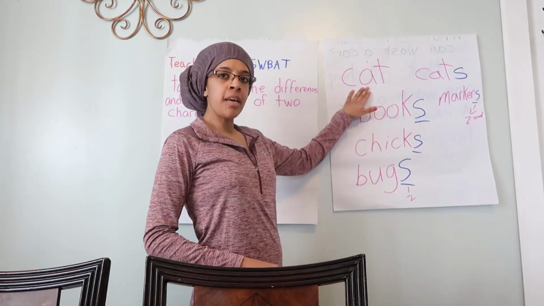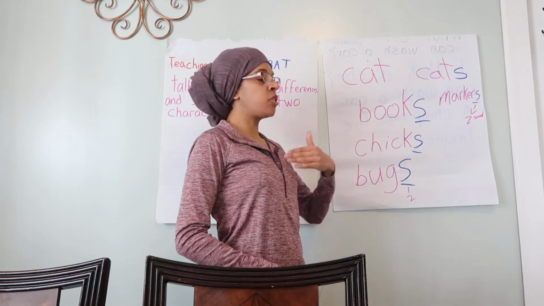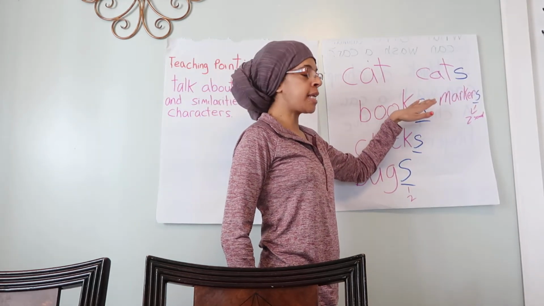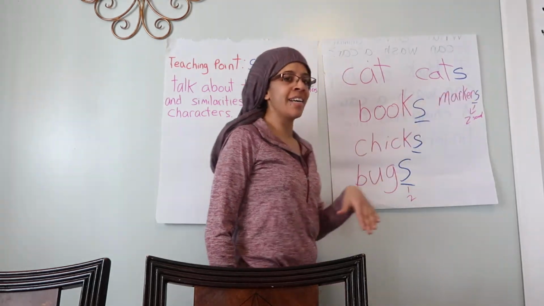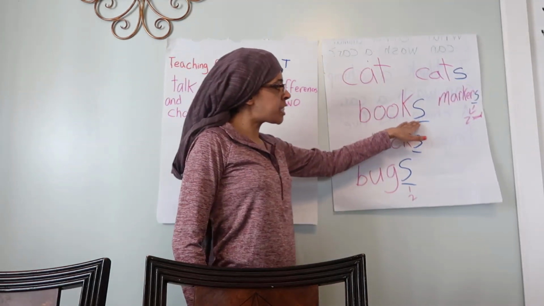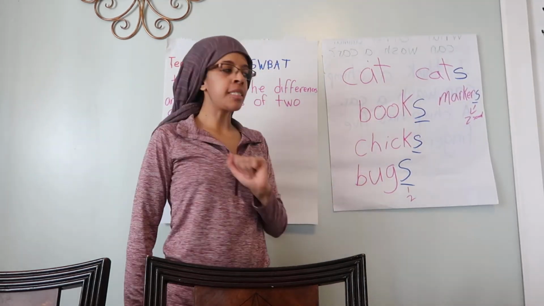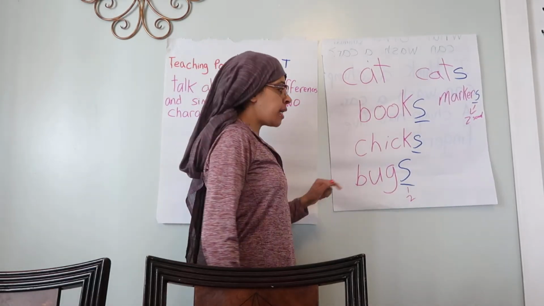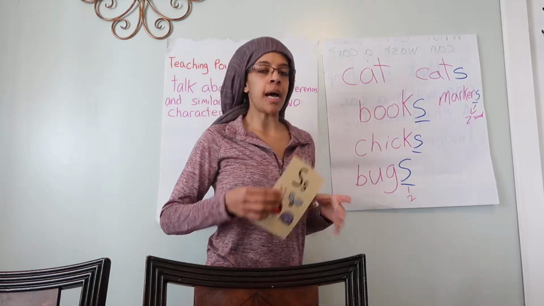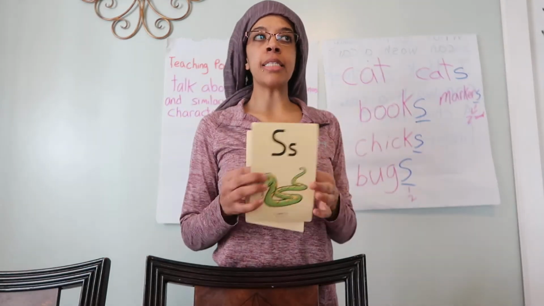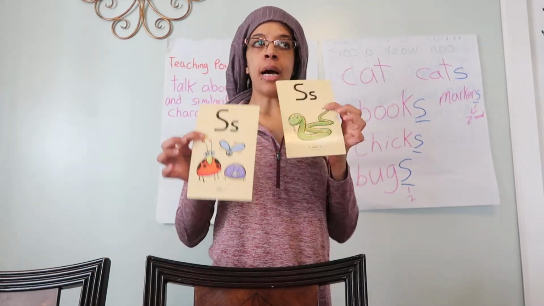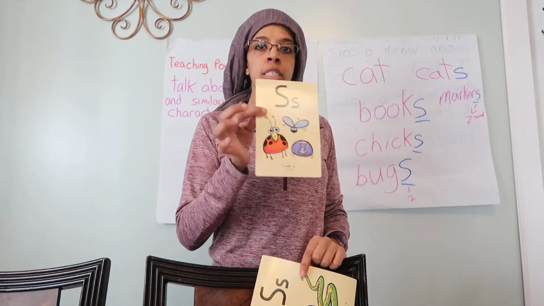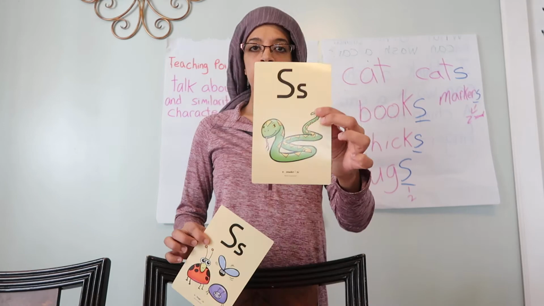Let's look at some of the words we did last time real quick. From cat, that's one cat, we made it to more than one, we added S, and it stayed making the S sound, cats. Books, the S is still saying the S sound. When we start looking at the word bugs, the S starts making the Z sound. So let's not forget that the S can make two sounds, okay? Especially at the end of the word, when it's plural. More than one. Z and S.